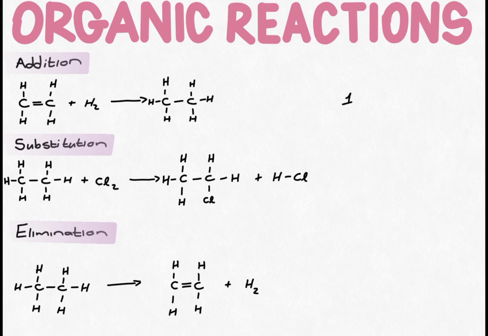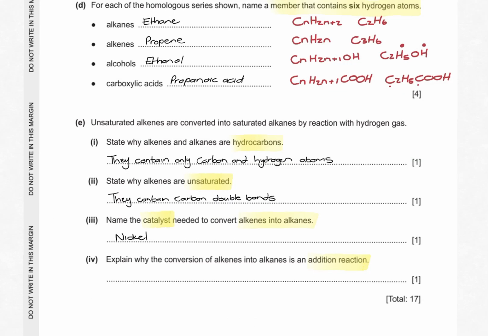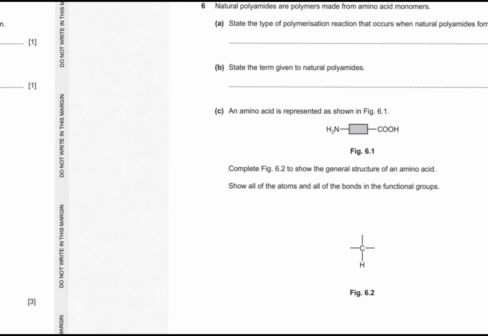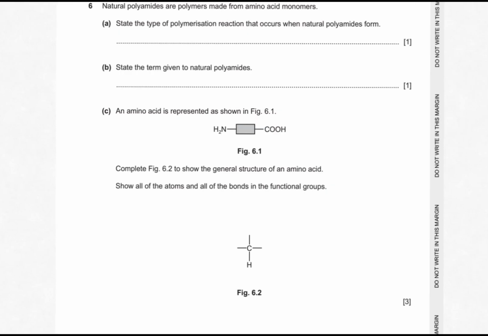Now we can see in the addition reaction, we only produce one product, whereas in substitution and elimination, 2 products are formed. So if we go back to our question, where they asked to explain why the conversion of alkenes to alkanes is an addition reaction, it is because only one product is formed in this reaction. Okay, we can then move on to question 6.